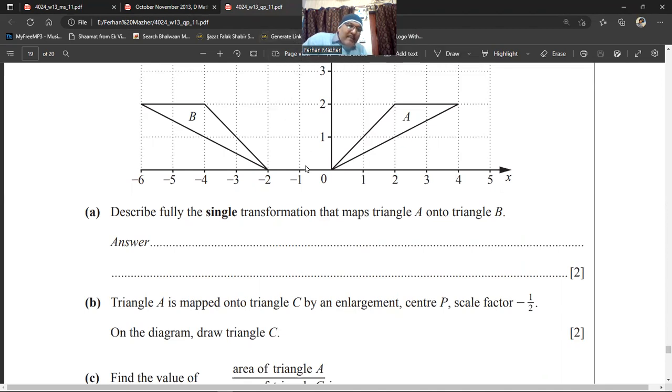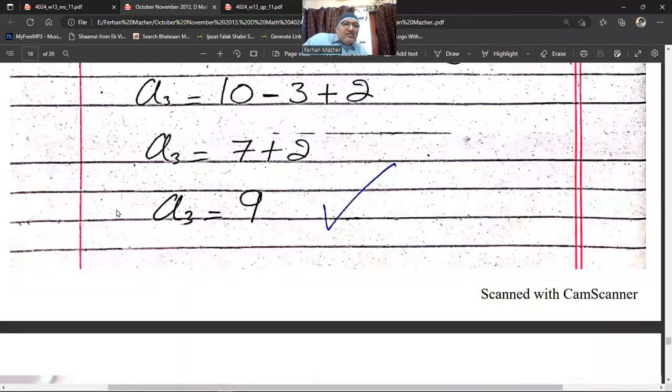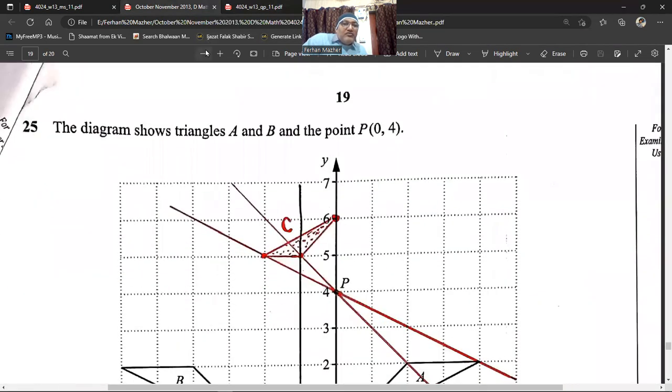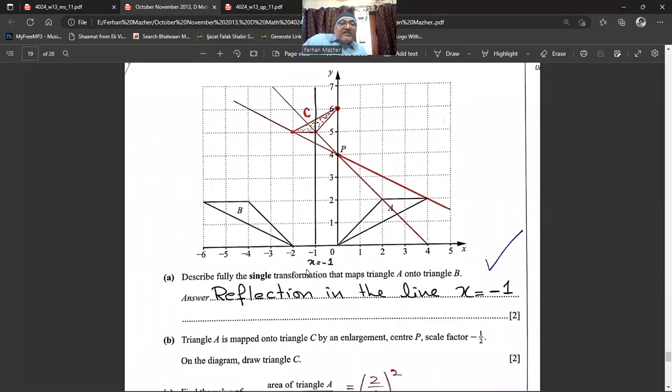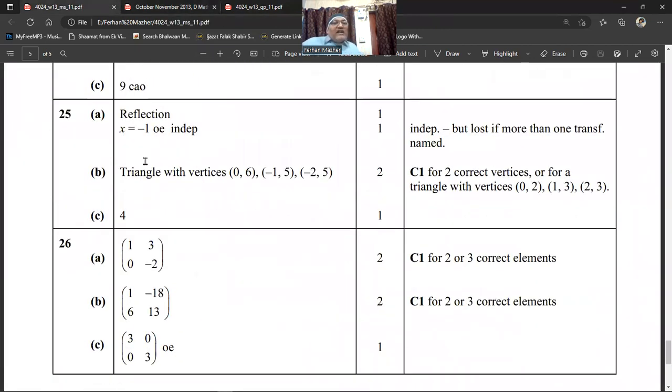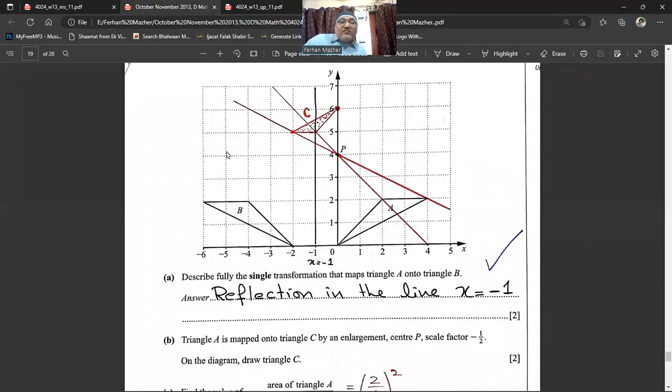So x equals to minus 1 is the line of reflection. Let me show you. Here you see this is the line of reflection, which is x equals to minus 1. So the answer will be reflection in the line x equals to minus 1. The important thing you have to differentiate is that it is not rotation, it's reflection, because the diagram has flipped. So that means that it is reflection.